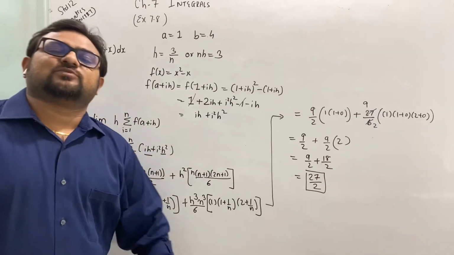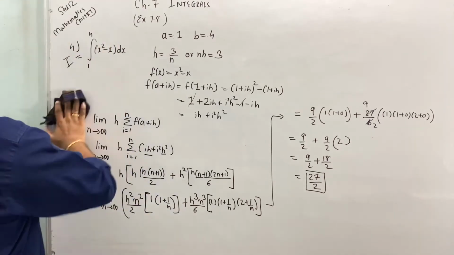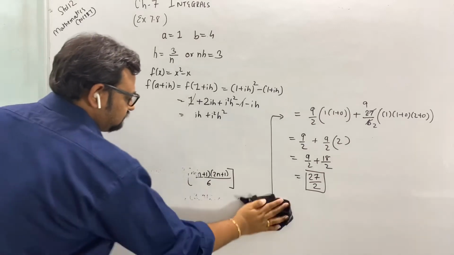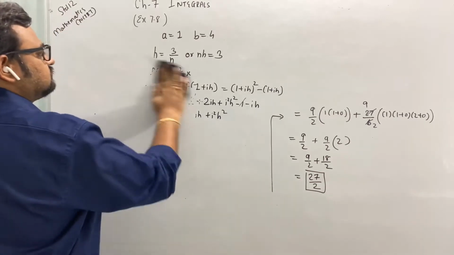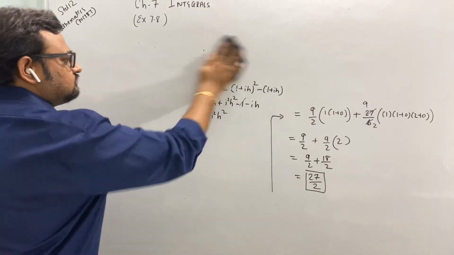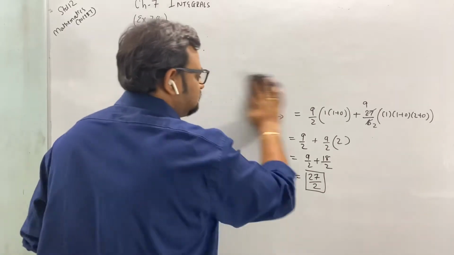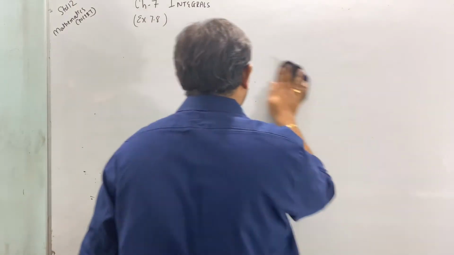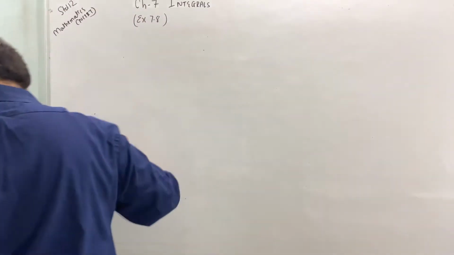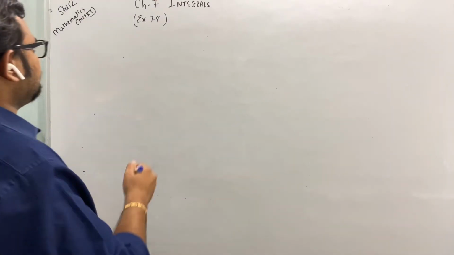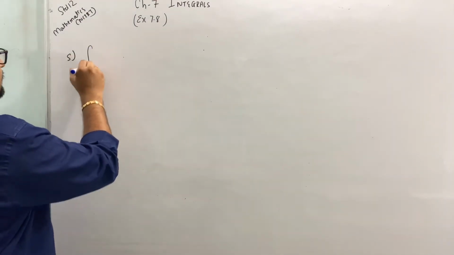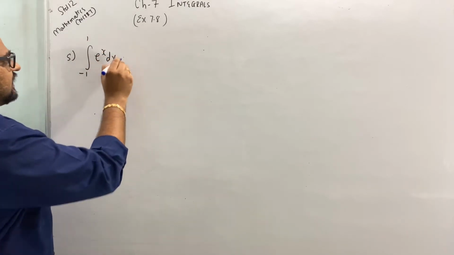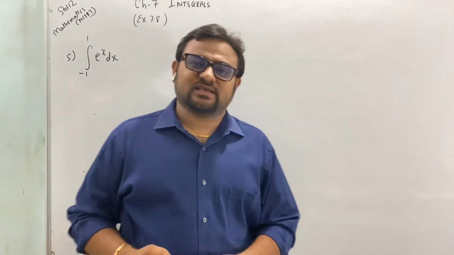Okay, now let's move to the next question. Question number 5: integration from minus 1 to 1 of e raised to x dx.